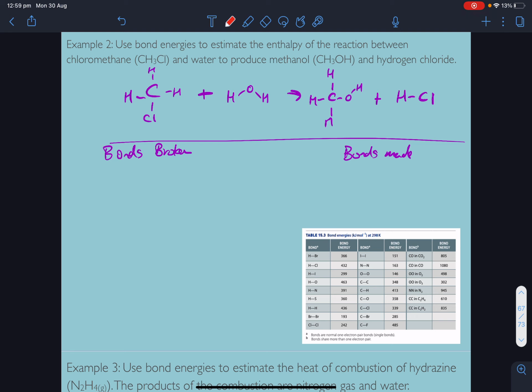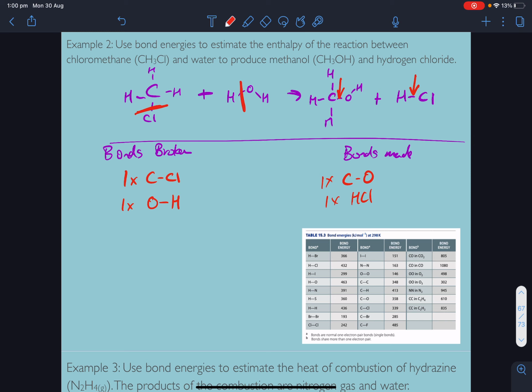What we're doing is we're breaking that bond and we're breaking that bond. The OH is now going to bond with the carbon, so we're making that one. And we're also making that hydrogen chlorine bond there. A bit trickier to do, but once you get the handle of it, it's all good. So the bonds broken are one carbon chlorine bond and one OH bond, and the bonds made are a carbon to oxygen bond and one hydrogen chlorine bond.